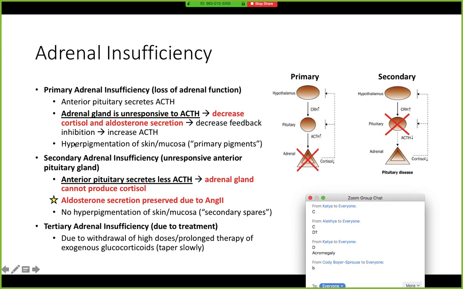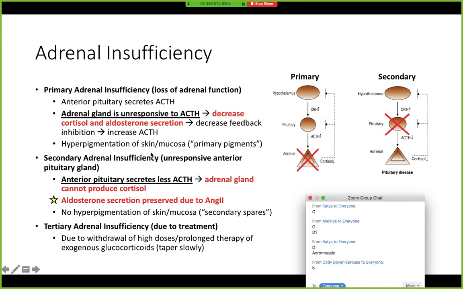And then also, it's important to know that with primary adrenal insufficiency, you're going to see hyperpigmentation of the skin and mucosa. So you can remember that primary pigments the skin, and then secondary spares the skin.